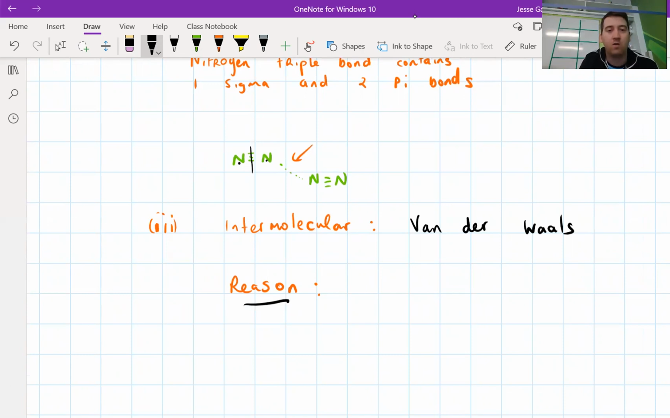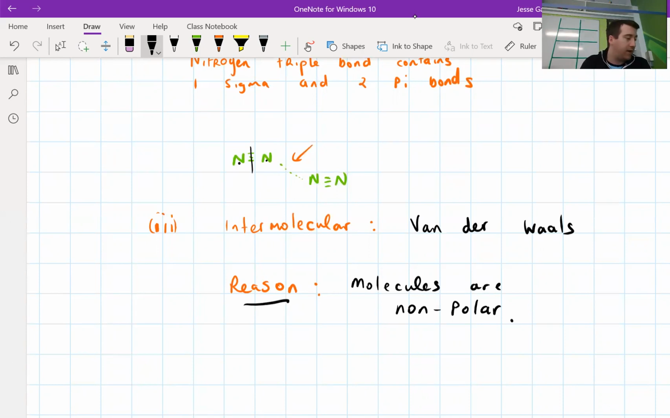There's going to be no dipoles whatsoever. So the electronegativity difference between the 2 nitrogens is 0, which means we've got the electrons shared exactly in the middle. No dipoles, no positive and negative areas in the molecule, so therefore it cannot be polar. So if we've got a non-polar molecule, non-polar molecules always have van der Waals forces between them. So the reason why is that the molecules are non-polar. That's a reason why.